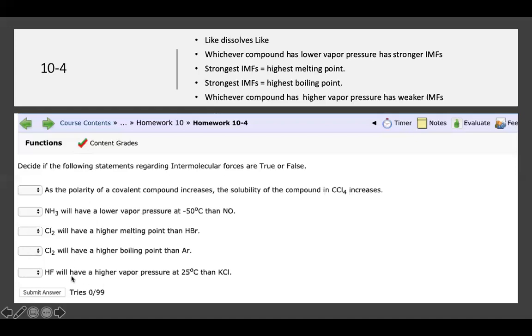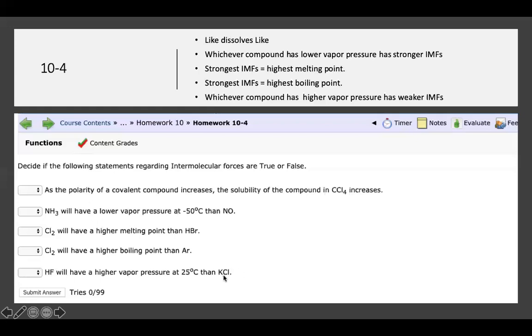Our last statement states that HF will have a higher vapor pressure at 25 degrees Celsius than KCl. So now we just need to look at our advice, and it says that whichever compound has the higher vapor pressure is going to have weaker intermolecular forces. So we just need to consider the intermolecular forces present in each of these compounds. If we look at HF and we look at the Lewis structure, we have hydrogen bound to fluorine, and the fluorine has 3 lone pairs surrounding it. HF exhibits hydrogen bonding. That's a strong type of intermolecular force.